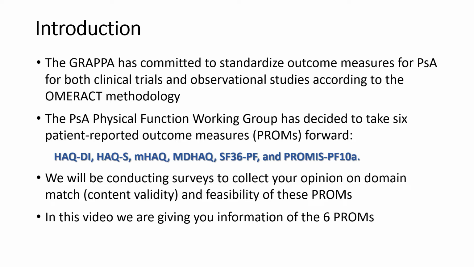The GRAPPA has committed to standardize outcome measures for PSA for both clinical trials and observational studies according to the OMERACT methodology. The PSA Physical Function Working Group has decided to take 6 patient-reported outcome PROs forward. They are the HAQ-DI, HAQ-S, MHAQ, MD-HAQ, SF36PF, and PROMIS PF10A. We will be conducting surveys to collect your opinion on domain match and feasibility of these PROs. In this video, we are giving you information of the 6 PROs.